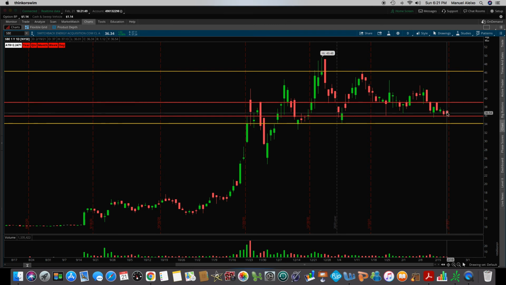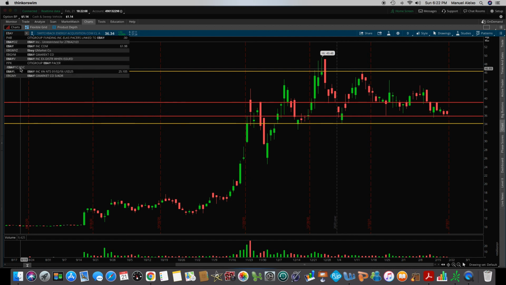Here on Friday, we got down to 36.01 actually. And it's not moving. It seems like it's getting steady here, putting in a base. I'd like to see what this thing does. But SBE, that is the third stock on our watch list.